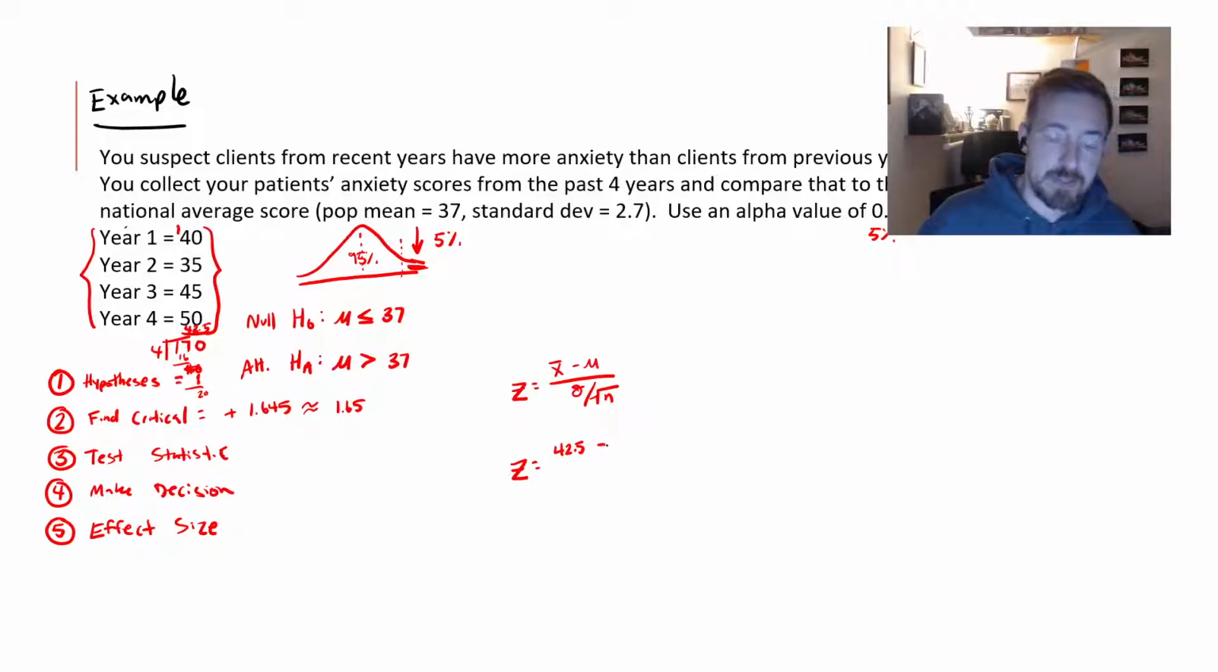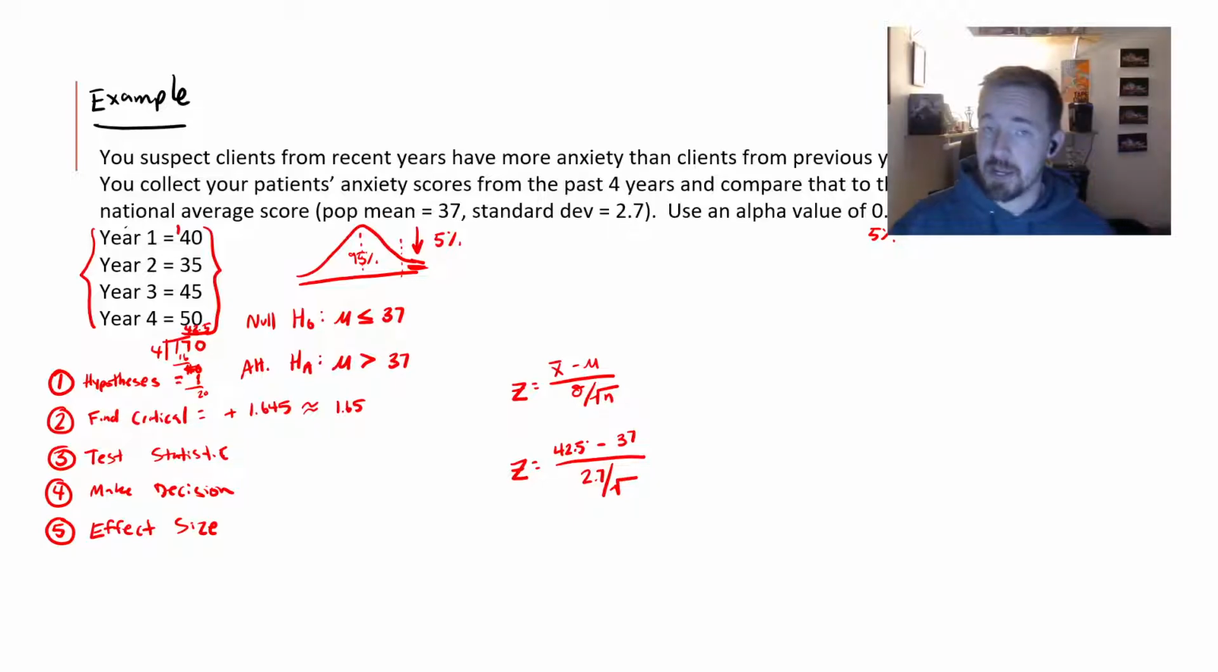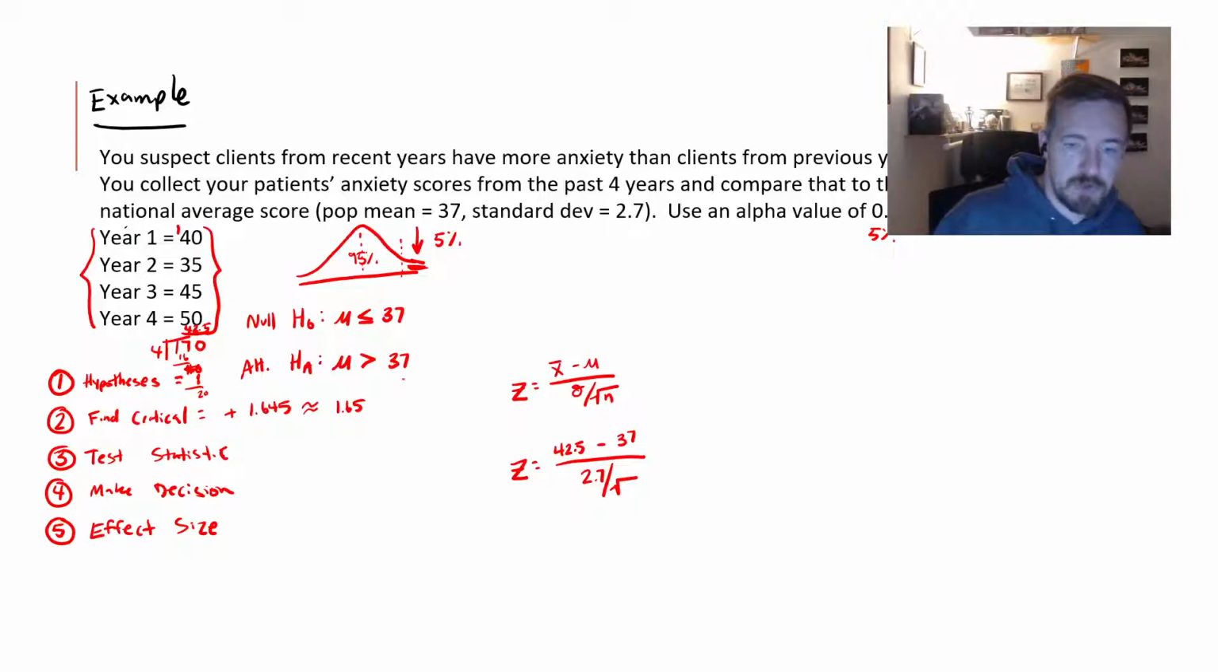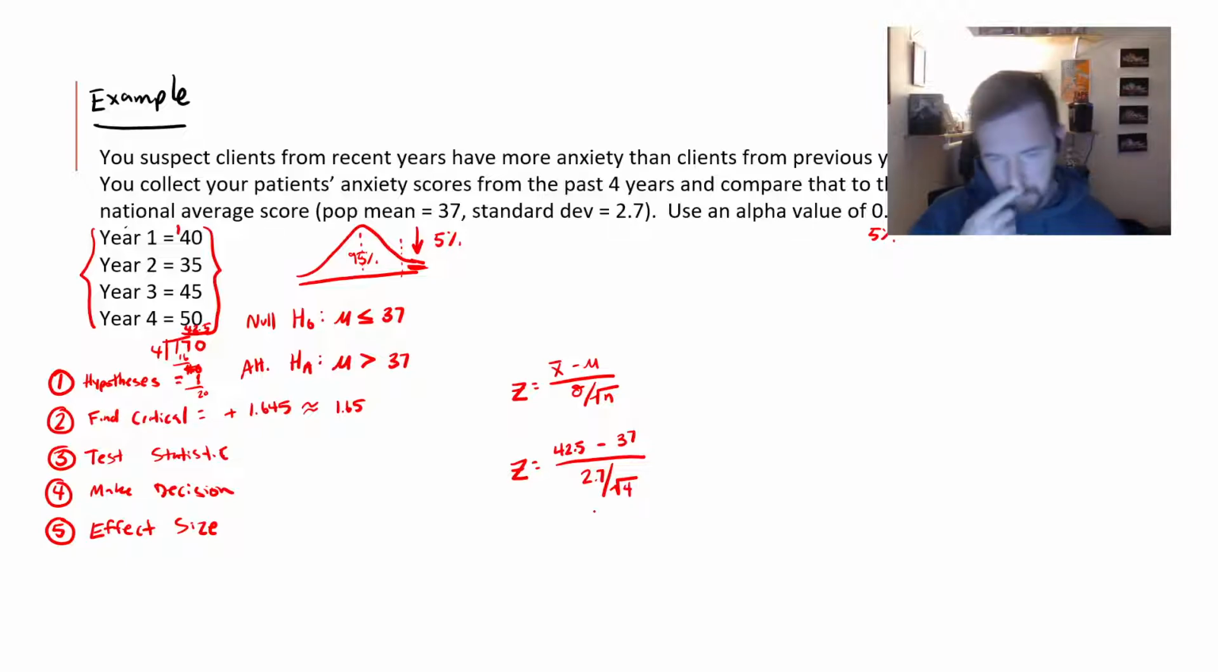I'm going to subtract from that the population mean. I already know what that is. It's 37. I'm going to divide that by the standard deviation, which is 2.7. And I'm going to divide that by the square root of n. What is n? Remember I have 4 samples. 1, 2, 3, 4. So it's going to be 4 there. All right. And I already know the square root of 4 is 2. So I could just put that in. But one thing at a time.